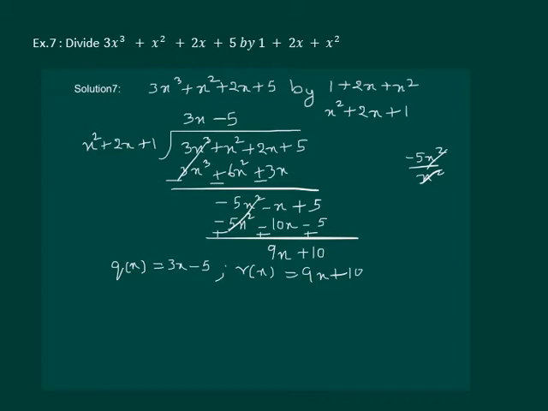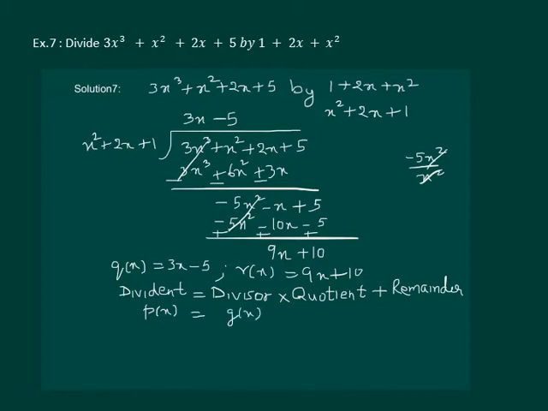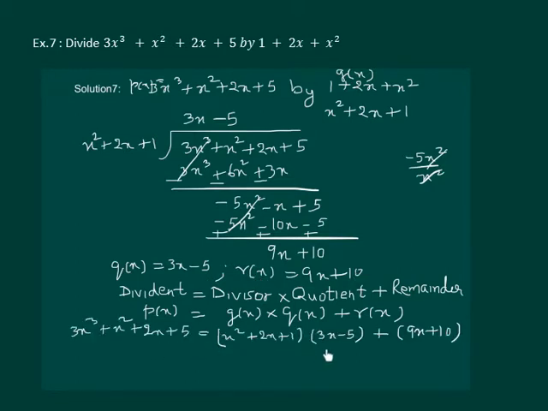So we can write dividend equal to divisor into quotient plus remainder, that is px equal to gx into qx plus rx, where px is given to us and gx is also given to us, and we have already found out quotient and the remainder polynomial, and we get the following expression.